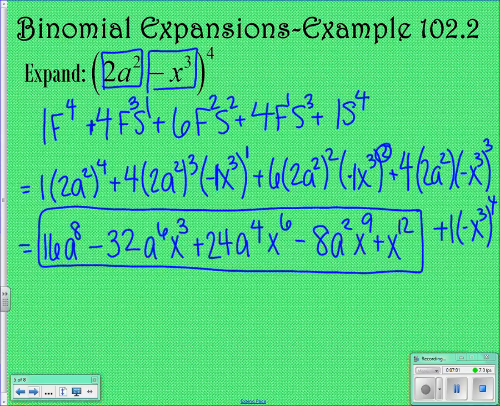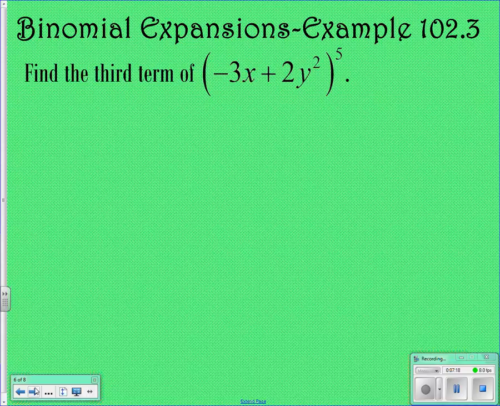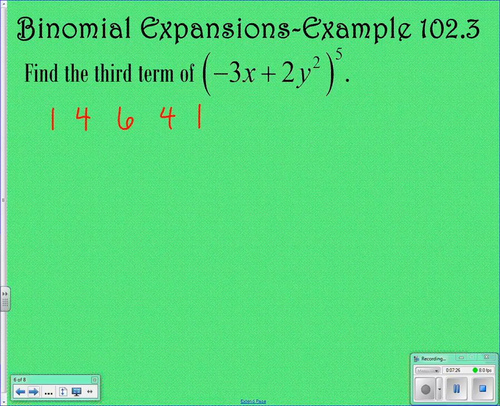And notice that your signs do alternate from positive to negative, and they should if you have one that's negative and then one that is a positive. Okay? So let's look at one more. We want to find the third term of this binomial. So we had 1, 4, 6, 4, and 1 as the last row on our Pascal's triangle. So we need to go one more to this row, and we are looking for the third term, which is going to be 10.